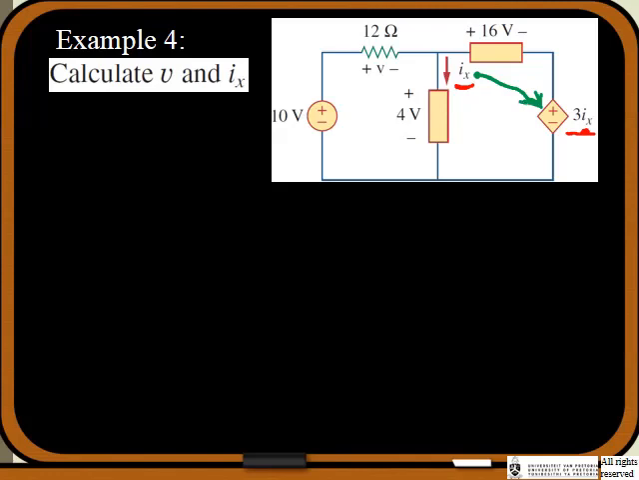So we need to calculate two things. The one thing we need to find is the voltage across the 12 ohm resistor, and then we also need to find out what Ix is. So that is what we need to solve for. Calculate V, calculate Ix. Now here we want to see if we can apply Ohm's law.